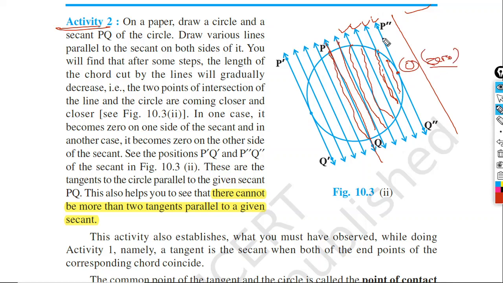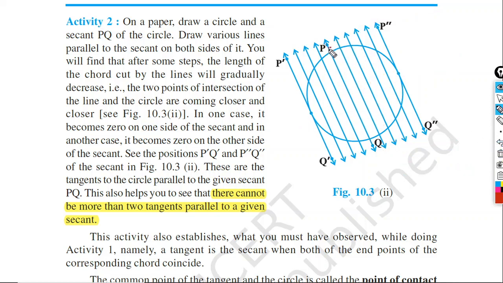And what would be the line which touches that point? That will be the tangent. So a point will come when the length will be 0. Therefore we can say that at that point the line drawn will be the tangent. Similarly the same thing will happen on the other side. Now we had taken a secant and drawn parallel lines, and how many tangents did we get parallel to that secant? There are only two tangents.